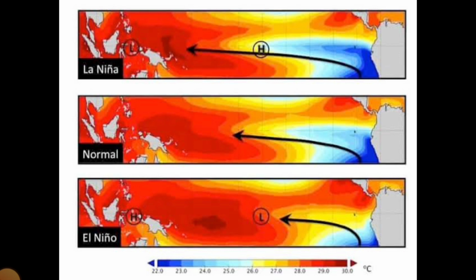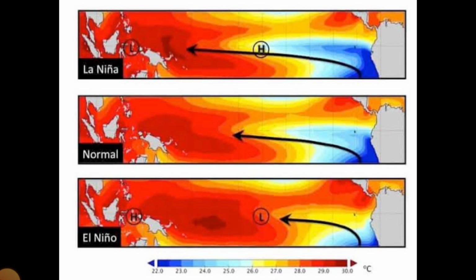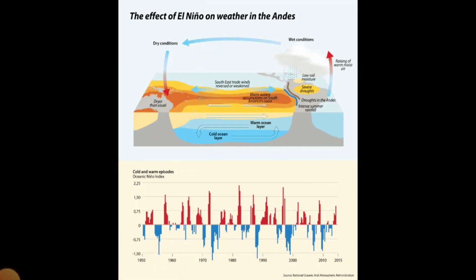Now I have explained La Nina, so I will move on to El Nino. This is the effect of El Nino on weather in the Andes. In case of El Nino, the southeast trade winds are either reversed or weakened. If they are reversed or weakened, it results in a weak southwest monsoon in Southeast Asia and India, because, as you can see in this image, in case of El Nino, there is a high pressure created near Southeast Asia and Australia.